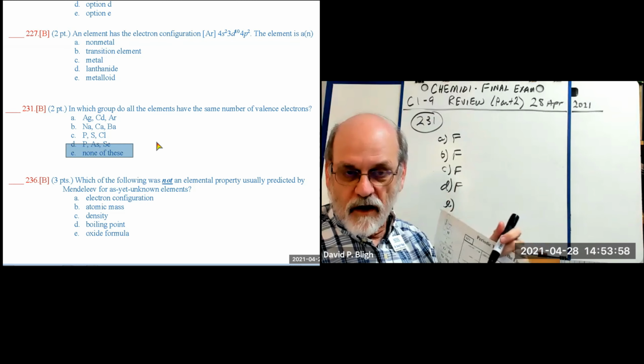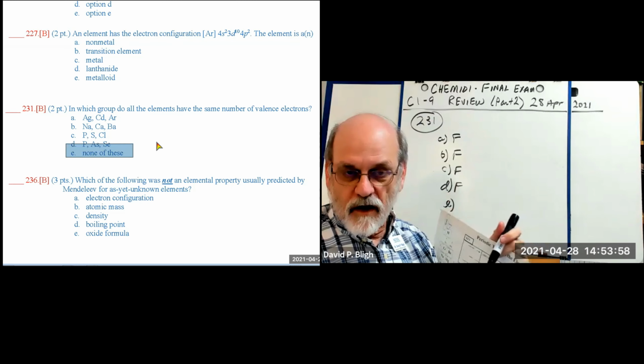Which of the following was not an elemental property usually predicted by Mendeleev for unknown elements? What type of things did he predict? Well, he predicted whether it would be metallic or non-metallic. He predicted its density. He predicted physical properties: if it was a liquid, the boiling point; if it was a gas, the condensation point; if it was a solid, the melting point. He predicted those also.